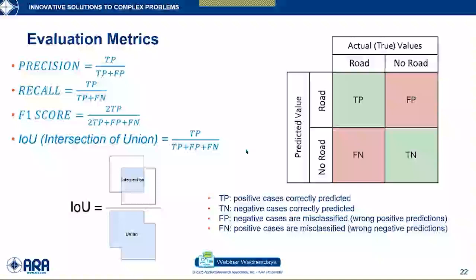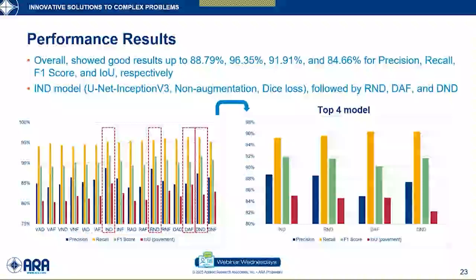And here is the performance result of the pavement extraction models. Overall, it shows good results, up to 88, 96, 92, and 85% for precision, recall, F1 score, and IOU respectively. But the highest F1 score and IOU were observed from the IND model, the inception model with the non-augmented data set and dice loss, followed by LND, DAF, and DND. The results of the top four models are summarized in the right graph here.